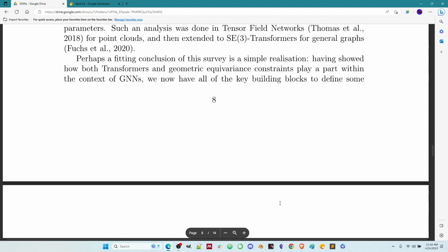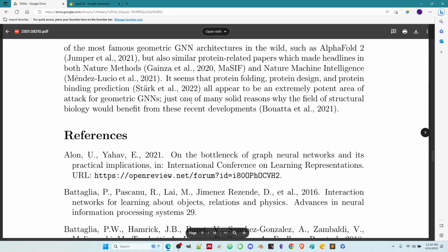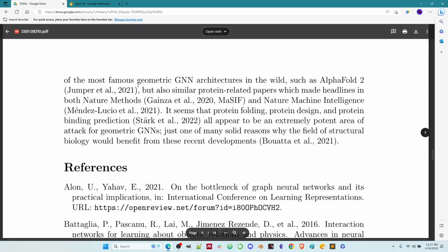So there are a lot of things we can learn from this sort of thing. This is what they have to say about GNNs. There are some other GNN papers here. AlphaFold 2 is a GNN, sort of. This is in this citation, Jumper et al.